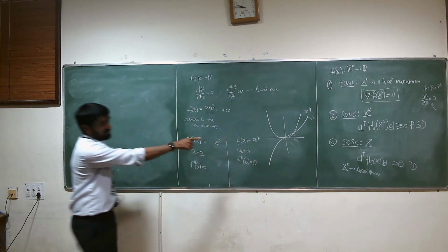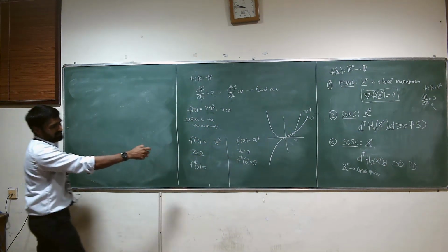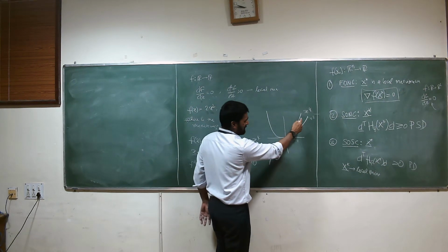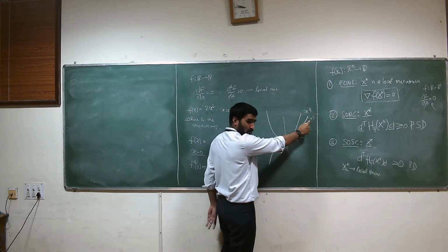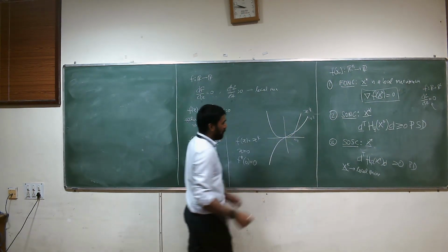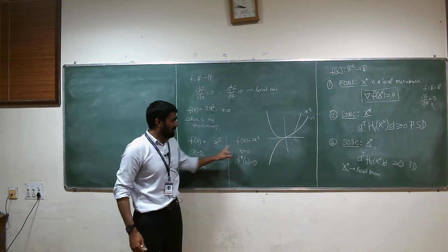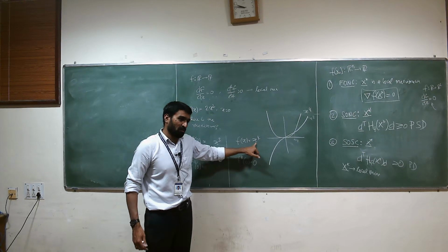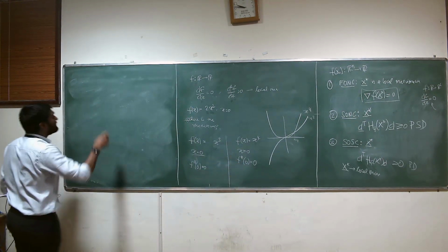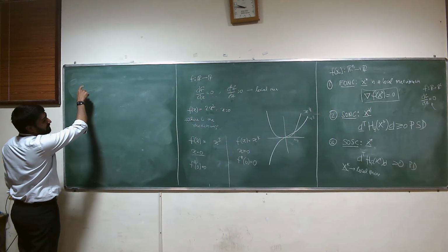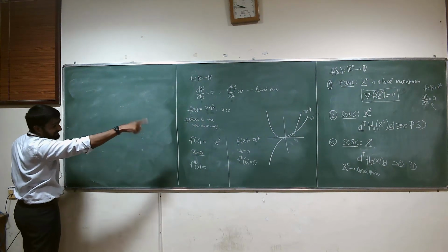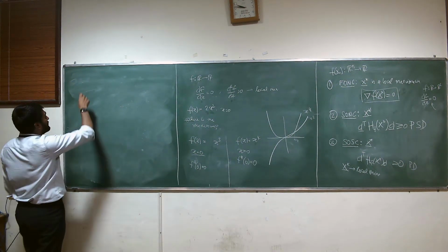See, in this case, you will have to resort to the Taylor series for x power 4 and x cube to argue why f of x equals x cube does not have a minimum, whereas f of x equals x power 4 has a minimum. Okay, I'll quickly go through the argument for x power 4, then think about x cube and see why it's not satisfied.